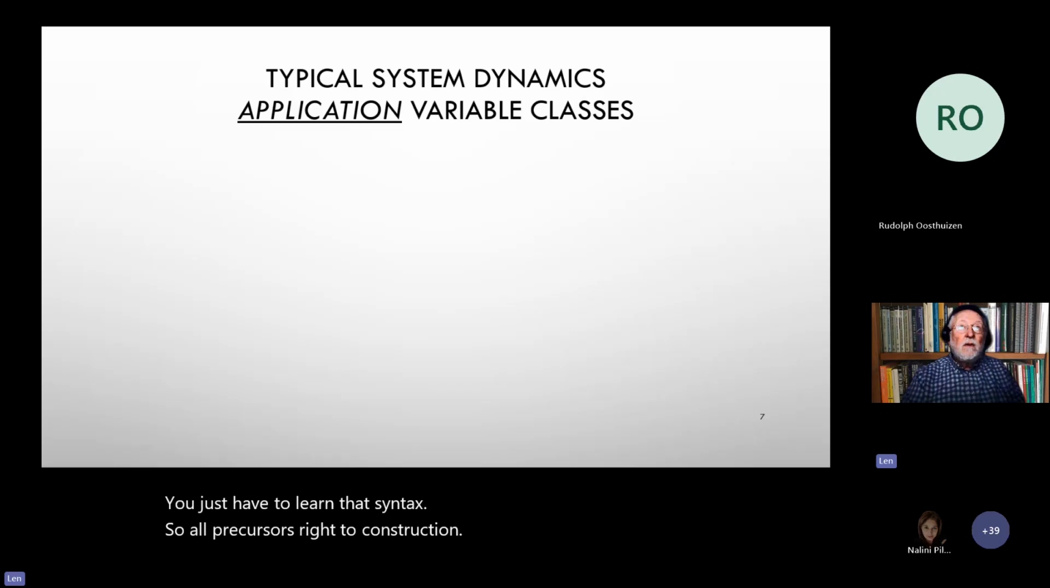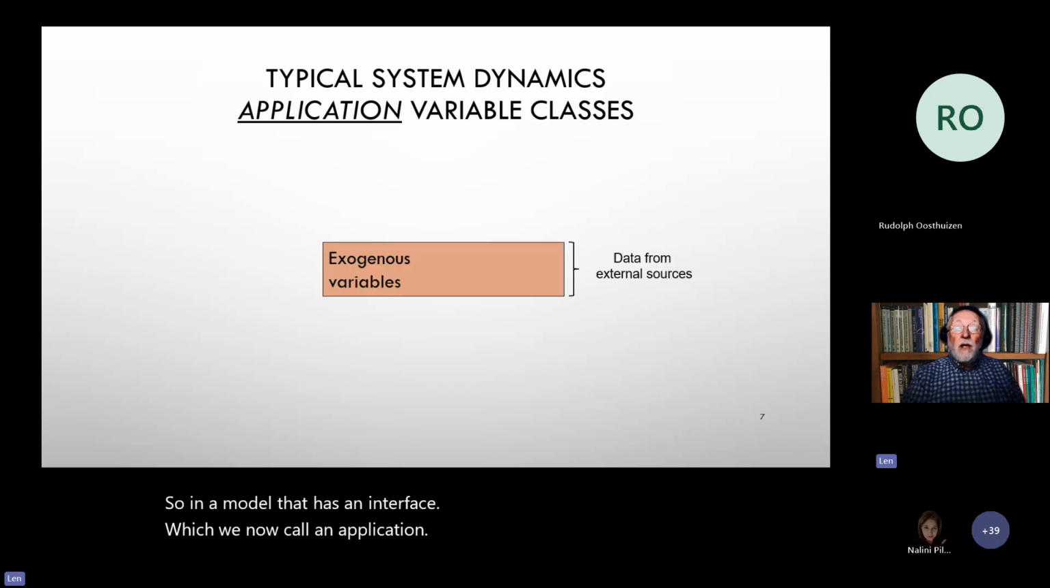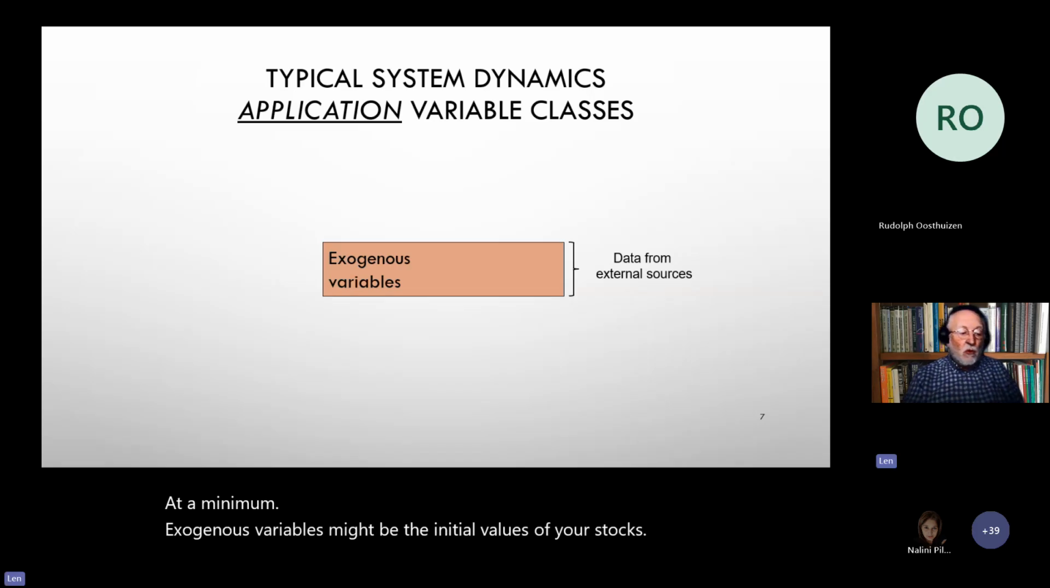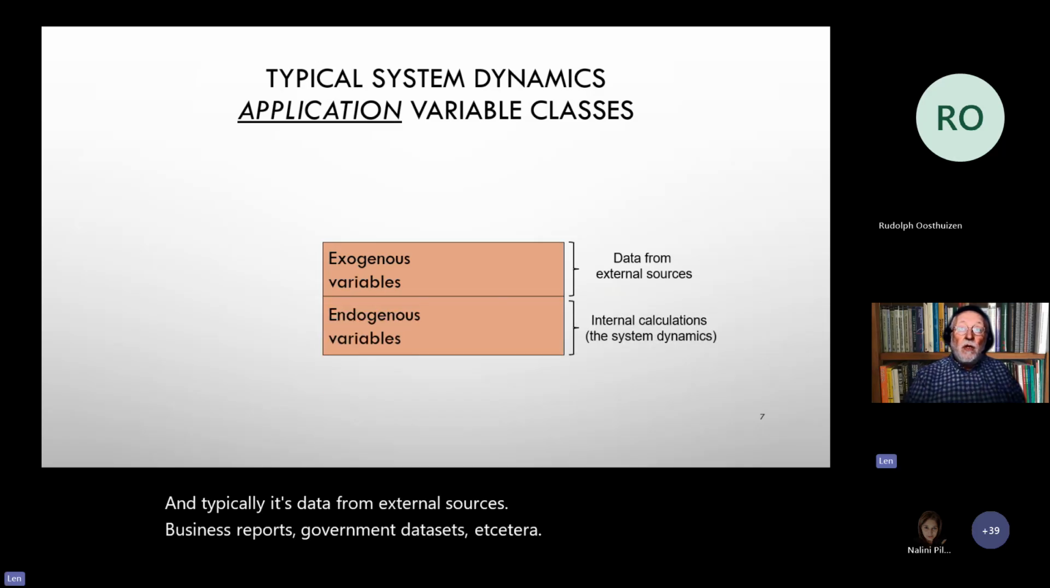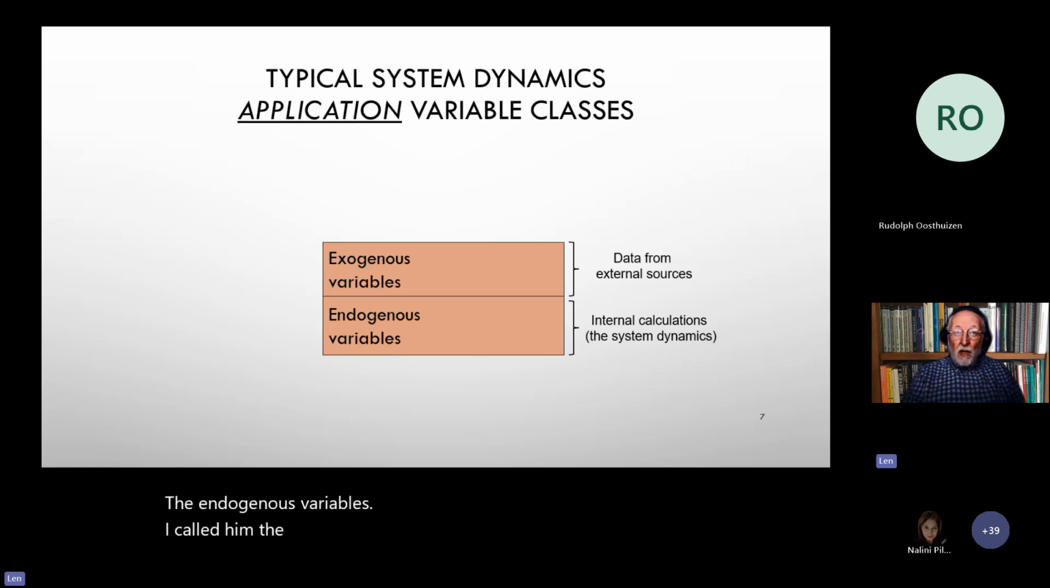So in a model that has an interface, which we now call the exogenous variables. At a minimum, exogenous variables might be the initial values of your stocks. And typically it's data from external sources, business reports, government data sets, etc. Then, of course, there's what we do, the endogenous variables. I call them the internal calculations or the system dynamics.